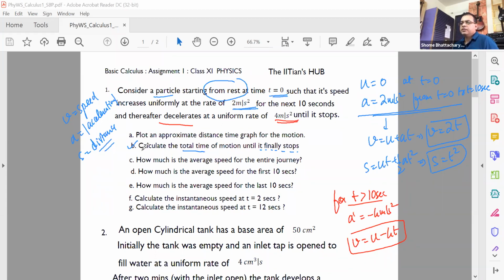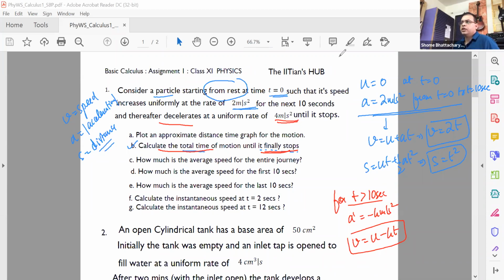So for this part, we have to find out the total time. Total time is obviously 10 seconds for the acceleration plus some amount of time for the deceleration. How much time does it take to decelerate to come back to 0? That's what we have to understand. So you are following my discussion so far, Hitesh?